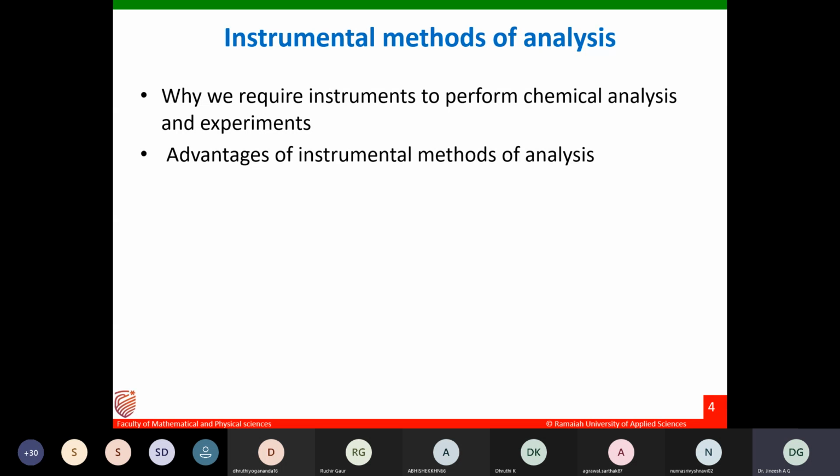Is it possible to recruit 1,000 people for performing a chemical analysis? No, sir. So the major issue with the conventional volumetric analysis, first issue, is time.